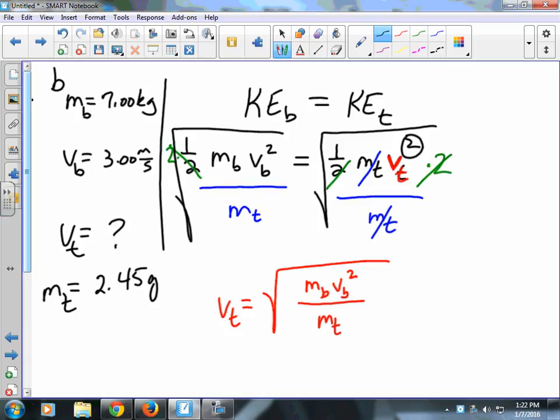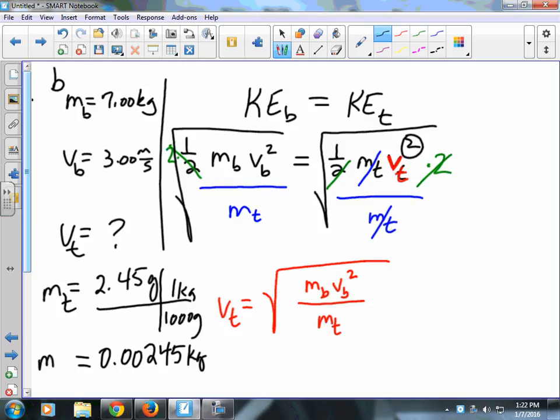Grams. Yeah, in physics, we always deal with kilograms, right? So let's get this changed to kilograms. 1,000 grams in a kilogram. So that would be what? 0.00245? Yeah. Thank you for that, Alyssa. Good job.